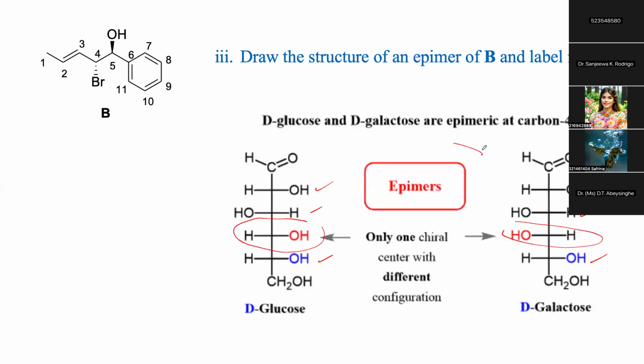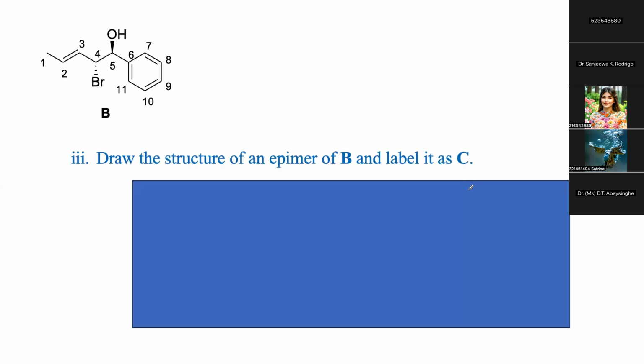Their relationship is epimers. They can't be enantiomers or anything, because they're not mirror images. So when only one stereocenter is different, or they have a different configuration at one stereocenter, then that is the relationship between them. They are epimers. And then they're asking to draw the structure of an epimer.